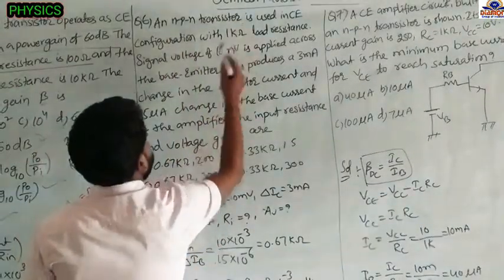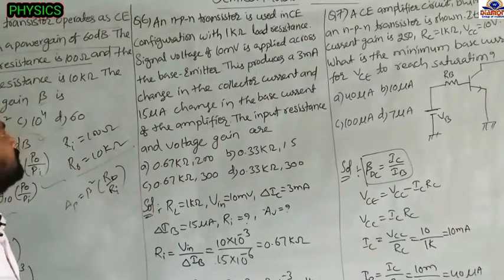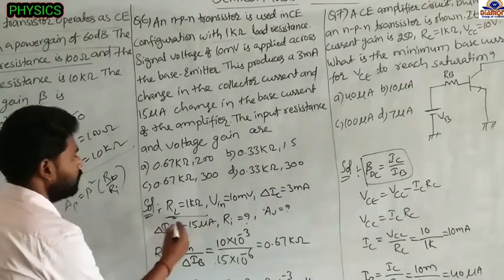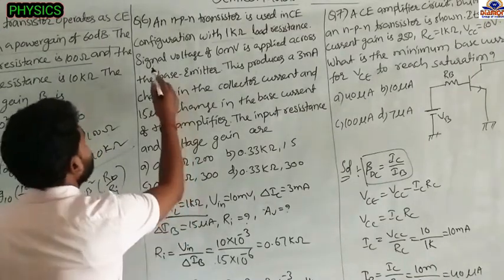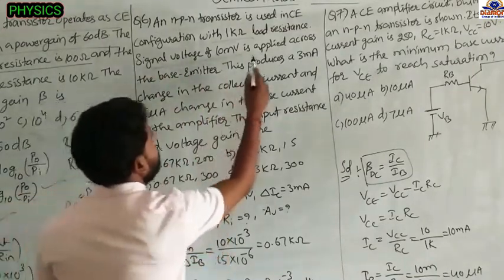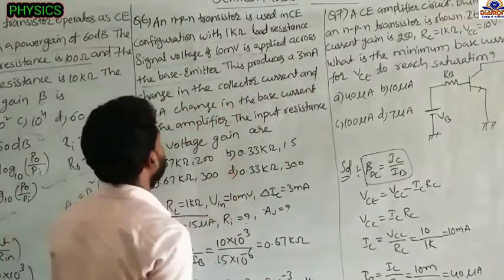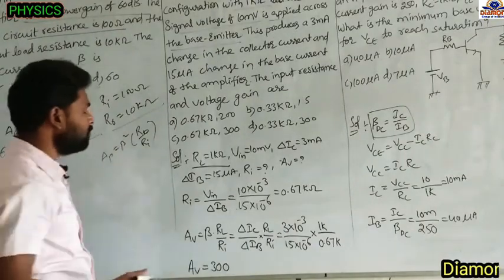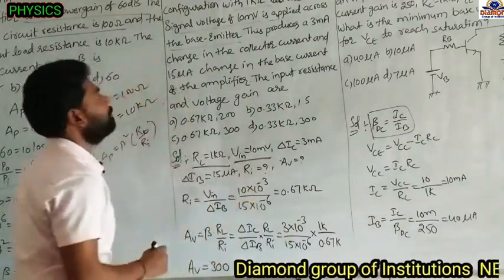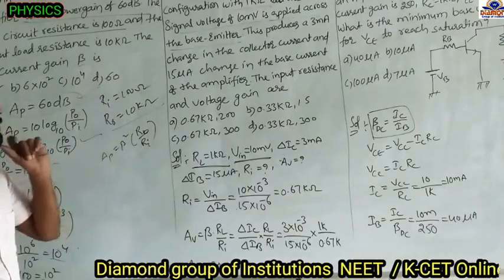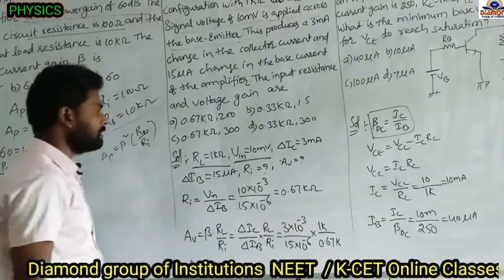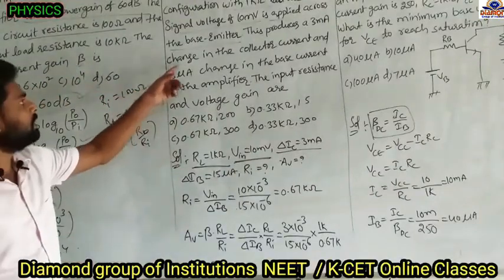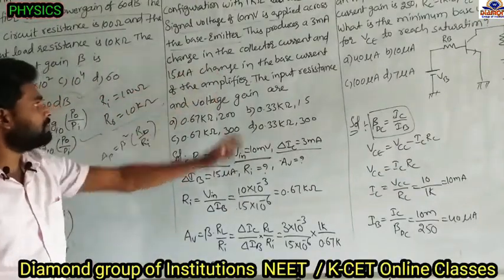An NPN transistor is used in common emitter configuration with 1 kilo ohm load resistance. The load resistance given is 1 kilo ohm, I have written here also, and a signal voltage of 10 millivolt is applied across the base emitter. The base emitter is the input junction here. So the input voltage equals 10 millivolt. This produces a 3 milliampere change in the collector current, and a 15 microampere change in the base current.